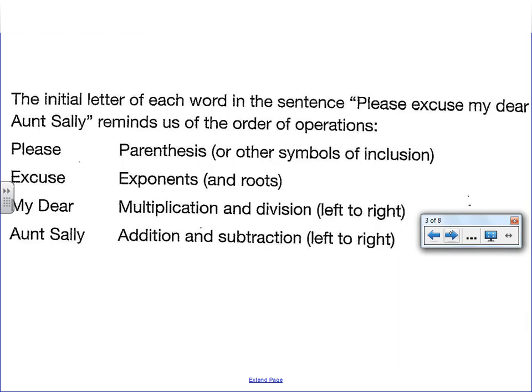The initial letter of each word in the sentence, please excuse my dear Aunt Sally, reminds us of the order of operations. Please is for parentheses, excuse is for exponents, my dear is multiplication and division, Aunt Sally is addition and subtraction. And I would like for you to pause the video here, make sure everyone gets this written down. This is a good way for you to remember your order of operations.